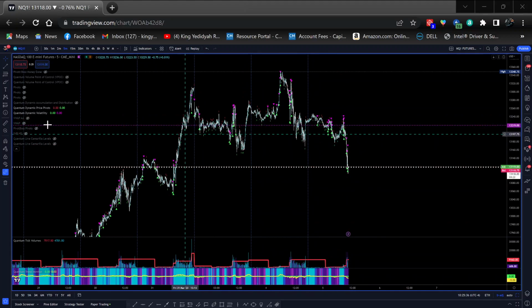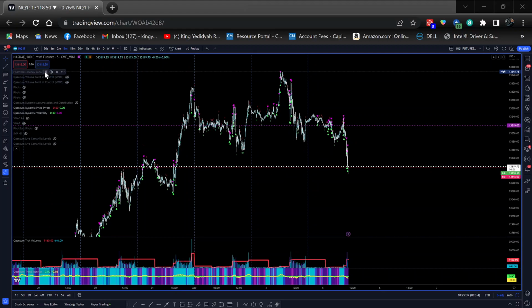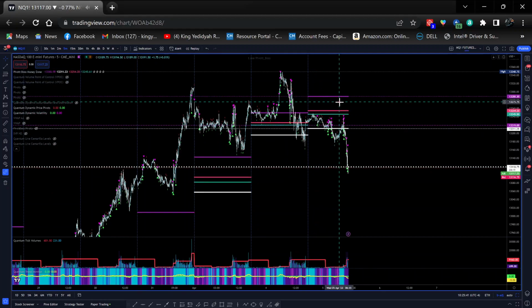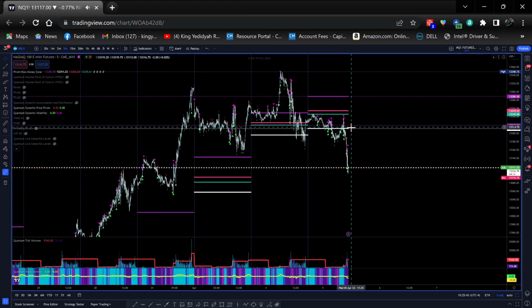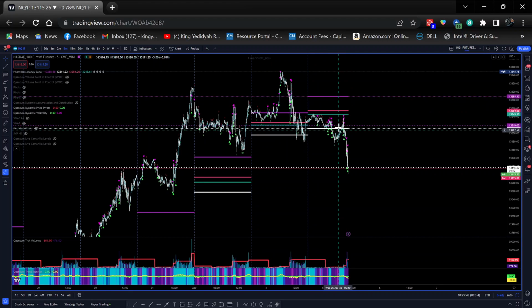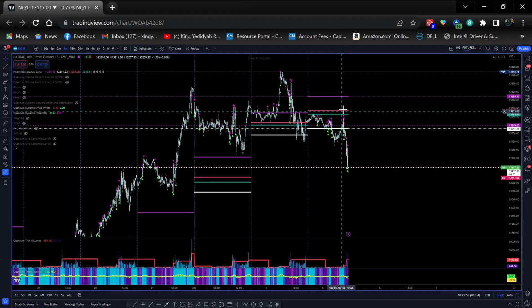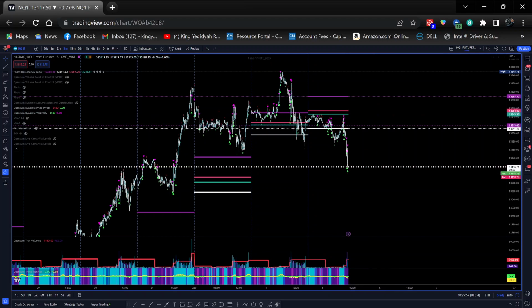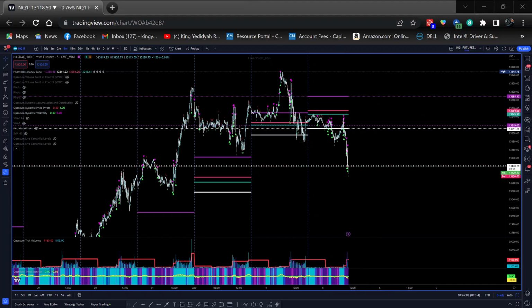Let's throw on the money zone first. The money zone is the mini market profile. It gives you the value area high, which is the purple line, value area low, which is the white line, and these two right here, the red and the green, that's the upper puck and lower puck. So basically the point of control, right? Value area high, value area low, and the puck level.